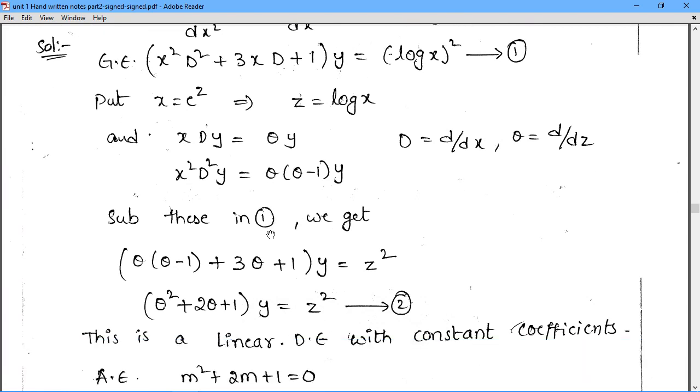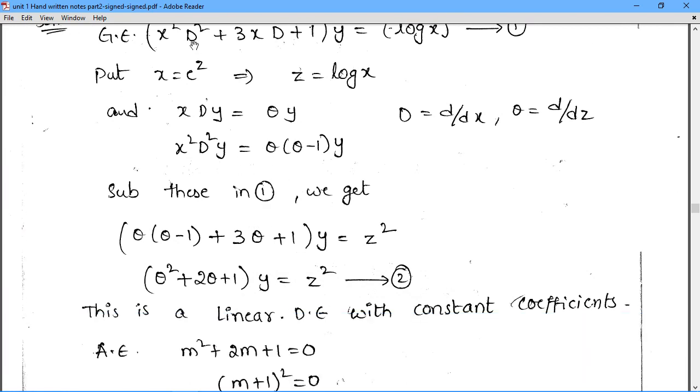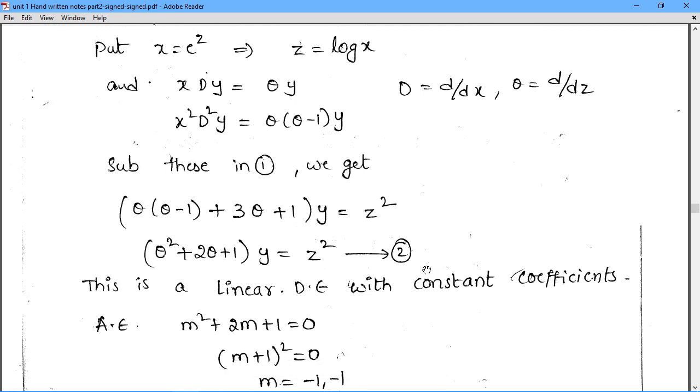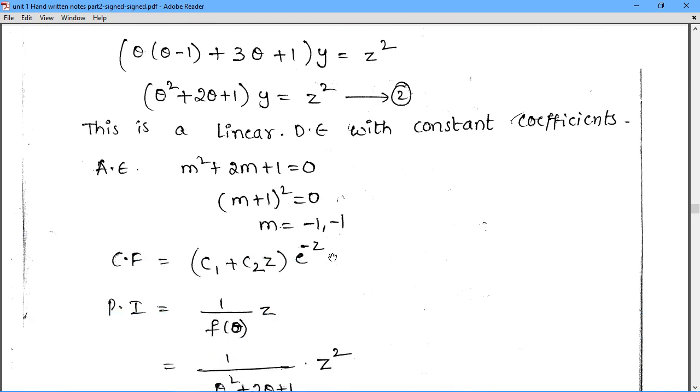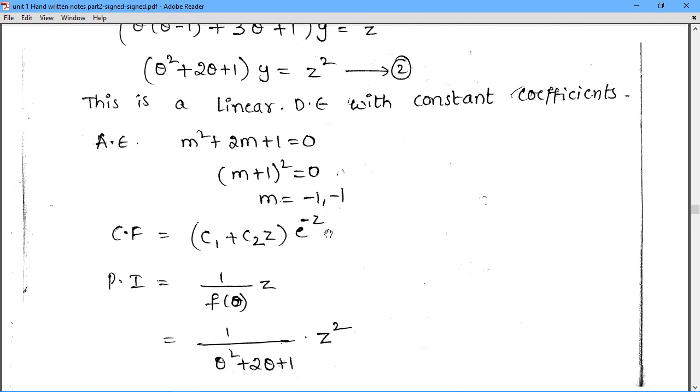So substituting these values, clearly we will have Cauchy-Euler's equation. Now it becomes a linear differential equation with constant coefficients. Now we can solve this easily by using PI cases. First we have to find out the CF. CF means complementary function.